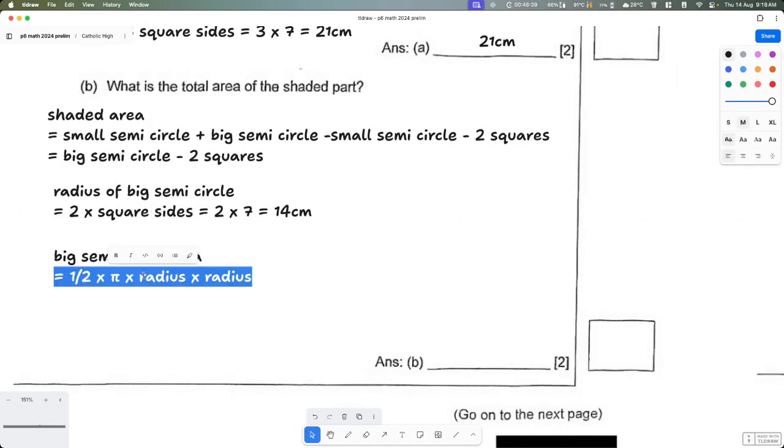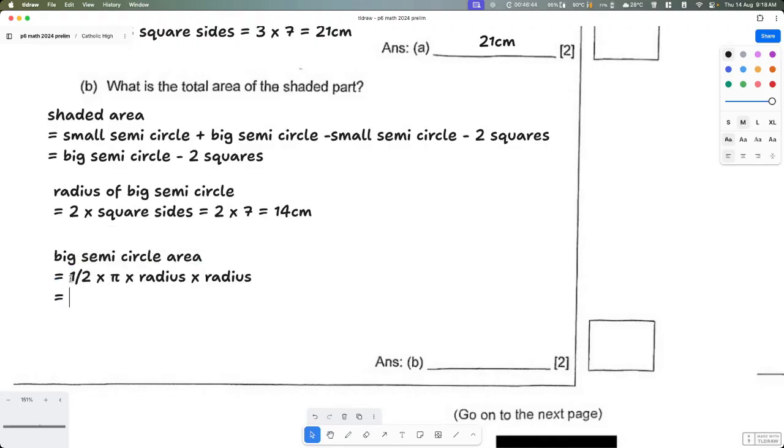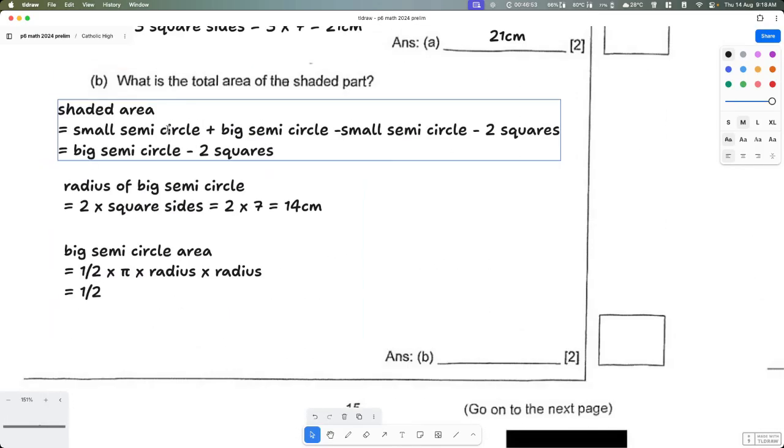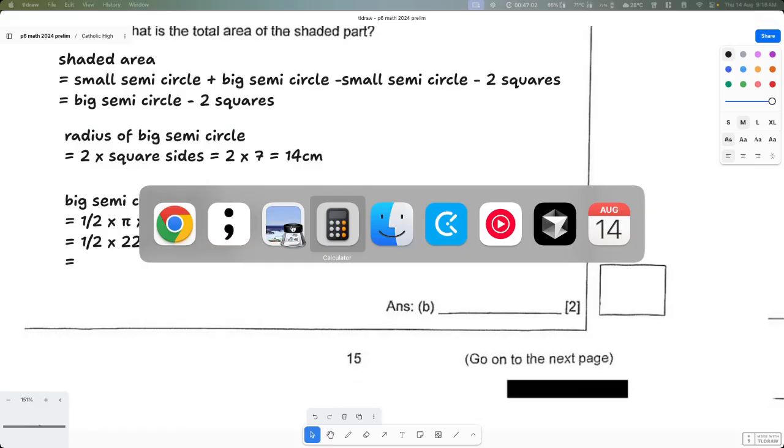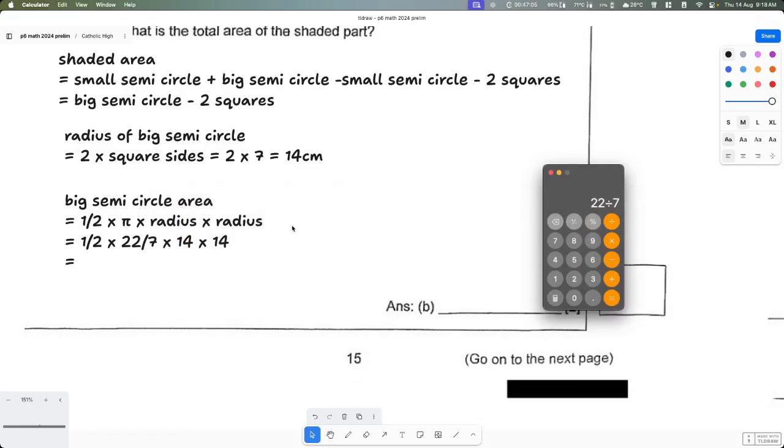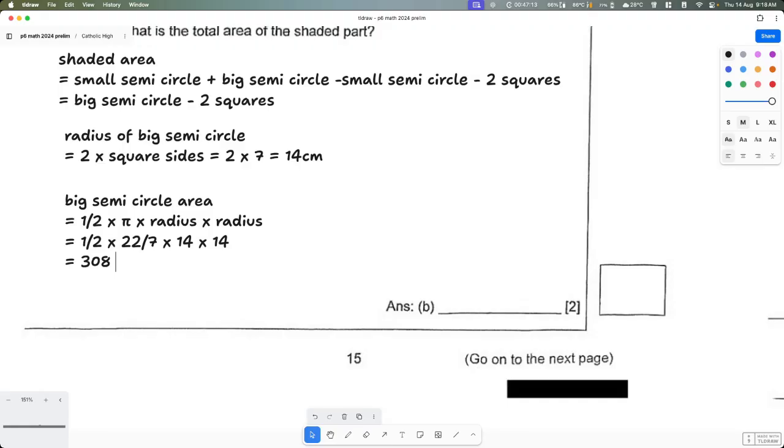Okay, so now the next thing is we want to get a big semicircle, which is basically half of a circle, times pi times radius. So half of this, right? The pi is 22 over 7. So times 22 over 7, then times 14 times 14. Okay, so 22 over 7 times 14 times 14, and then we divide it by 2. This will give us 308 centimeters squared.